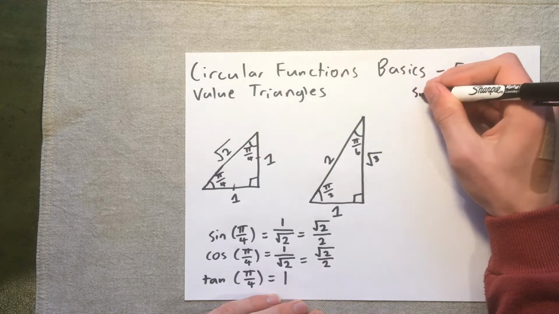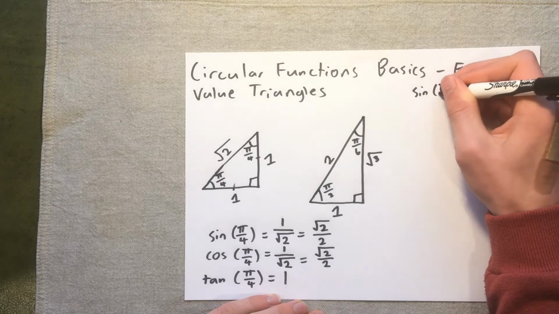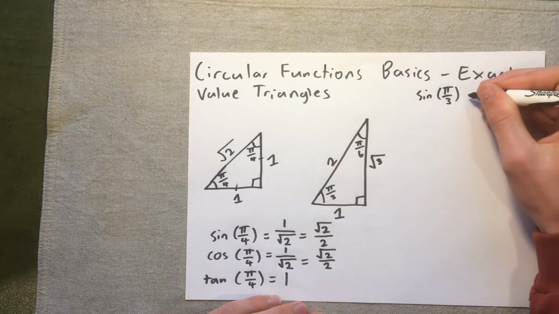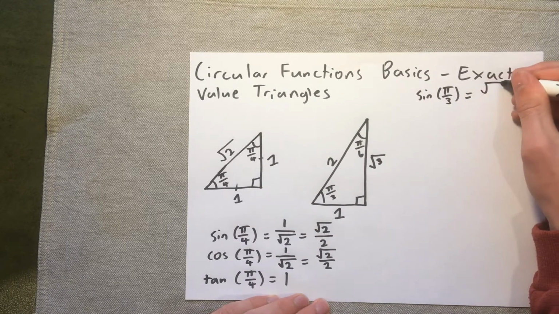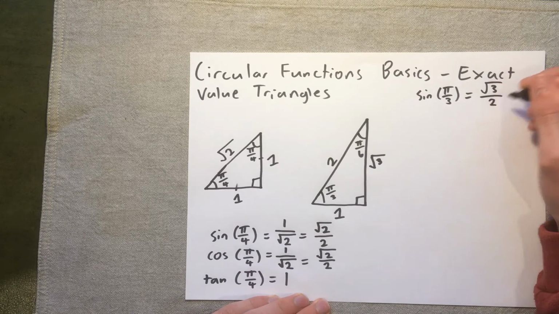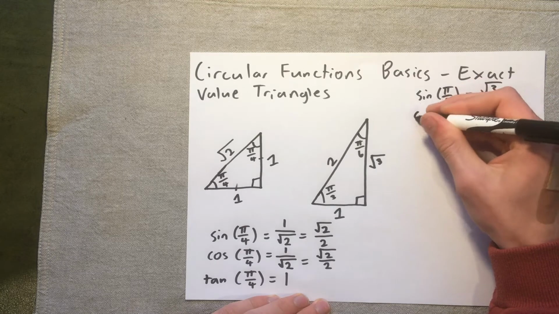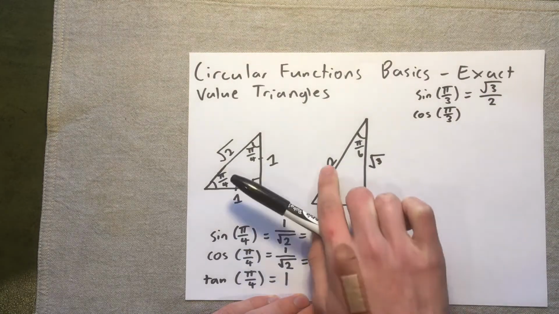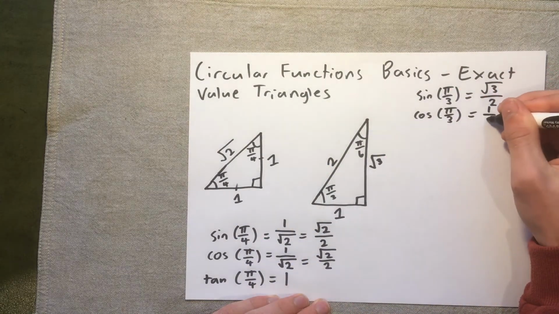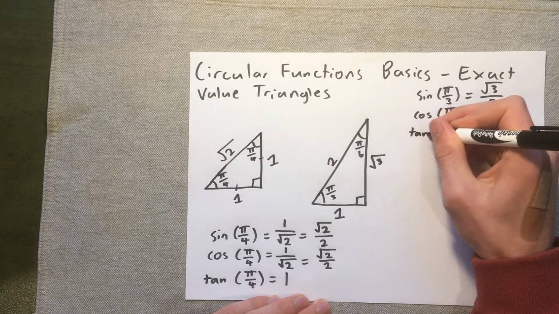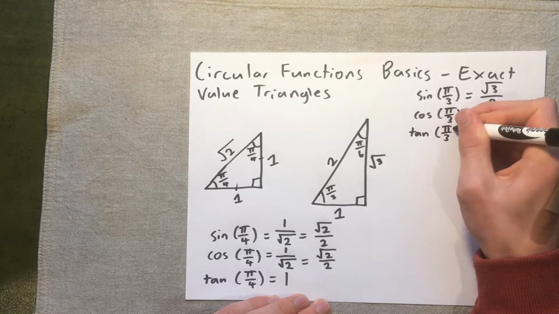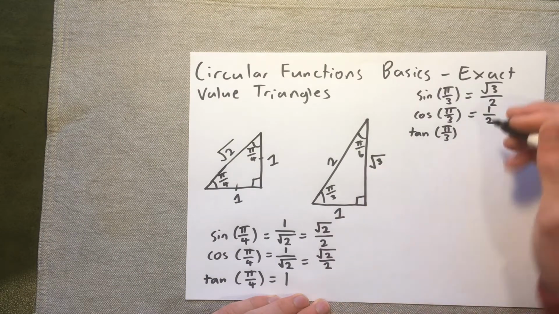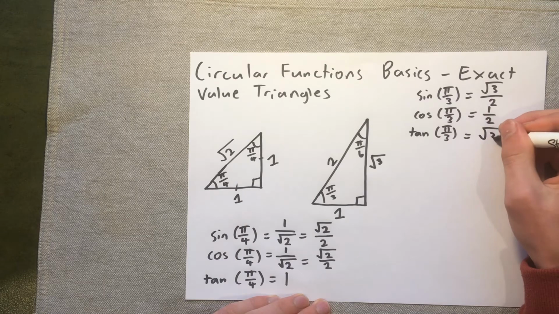Let's start with sine pi on 3. Opposite divided by hypotenuse, we get root 3 divided by 2. And then if we do cosine of pi on 3, adjacent divided by hypotenuse is going to equal half. Tangent pi on 3. Root 3 is the opposite, 1 is adjacent, so we're just going to get root 3 over 1, which is just root 3.